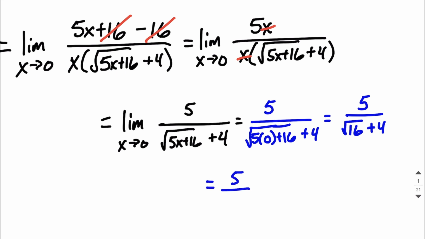And from here, square root of 16 is 4. Bring along the plus 4. We end up with 5 over 8. As we got to 5 over 8, that's a good place to be. We've completely evaluated this, and that's going to be the limit that we're looking for. So I hope this helps out as you're working on limits. Good luck.